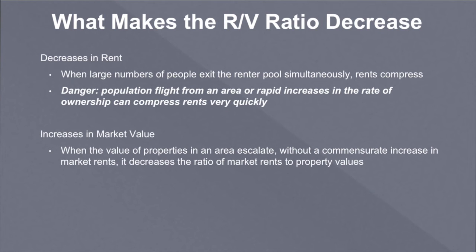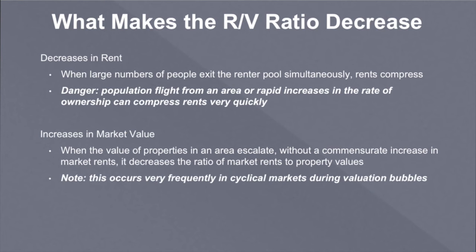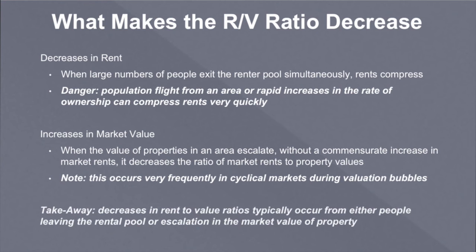Well, what if the market value goes up? We touched on that before. If the market value goes up a lot, remember, rents lag prices. They lag them pretty significantly, so they inch up much more slowly than market values in an area. So this occurs when you have these cyclical markets, like we talked about, these bubble-type markets, and the prices go up very quickly, but the rents just don't go up nearly as fast. So decreases in rent-to-value ratios occur, in most cases, from either people leaving the rental pool or seeing market values go up quite a bit.